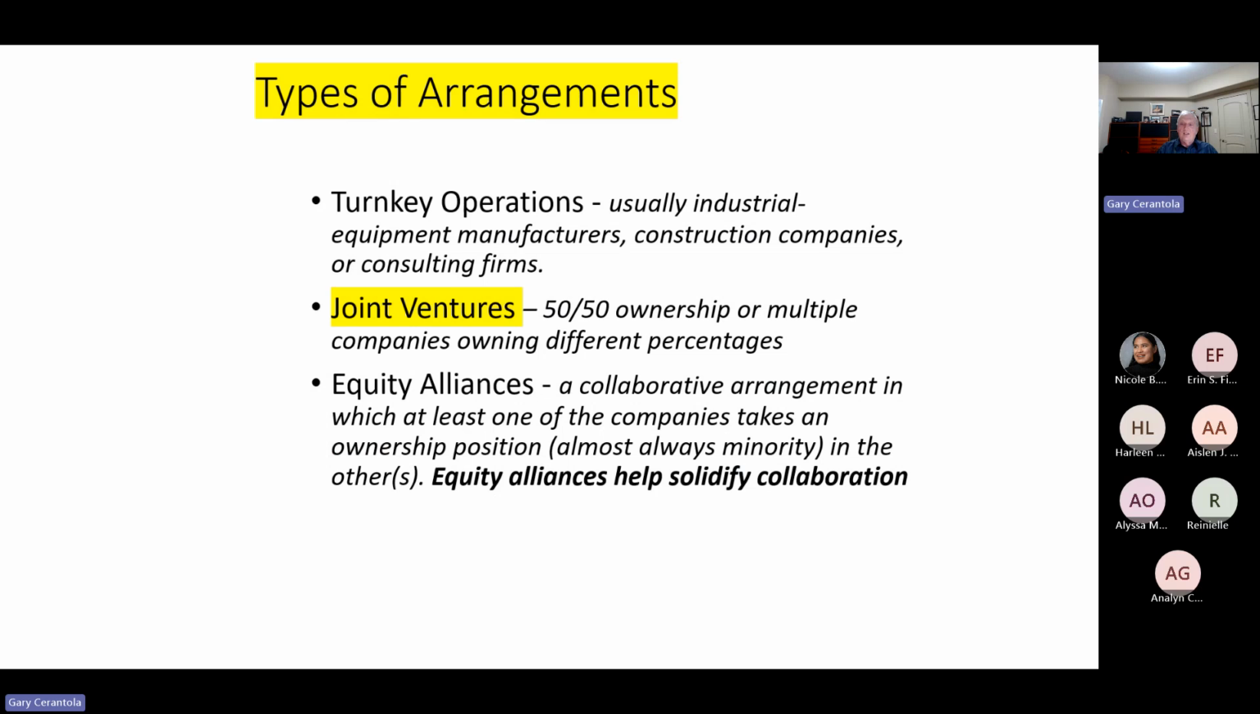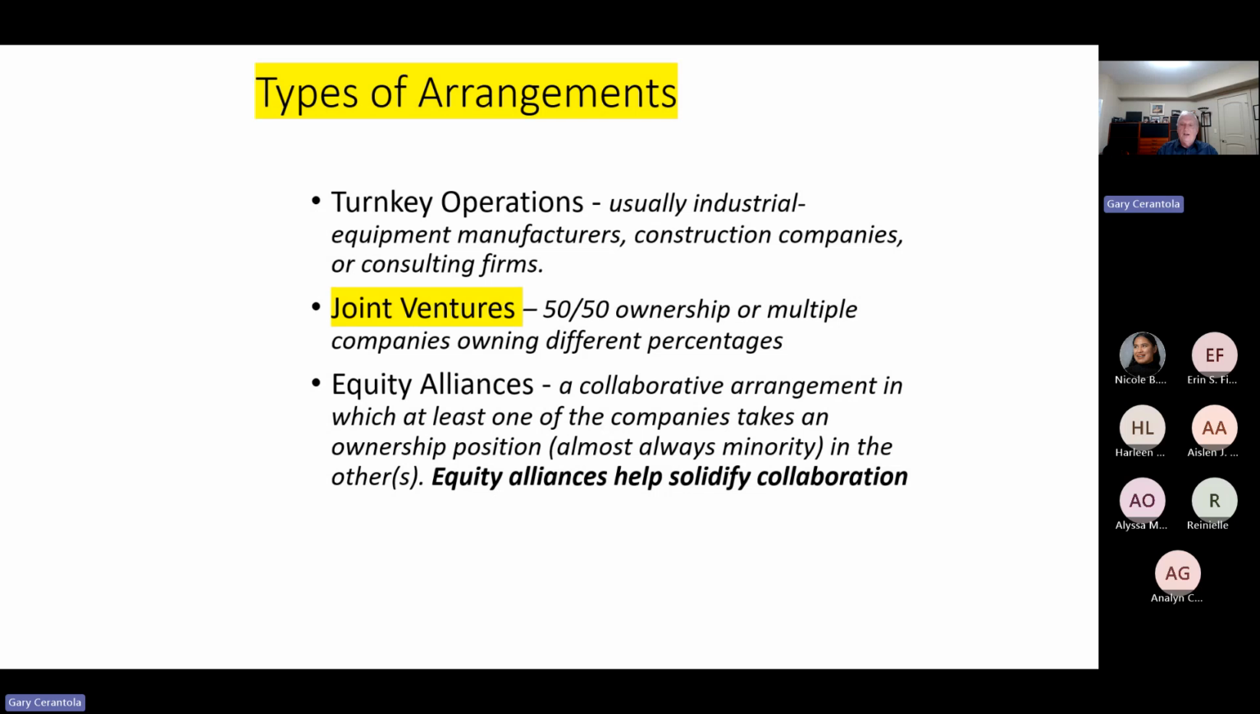Now, the whole idea is that if it's a 50-50 ownership, then no one has overriding control. And I worked for an organization called ATCO, and they would never get into a 50-50 joint venture. They'd always be 51-49 or 60-40, because they wanted strategic control over the business for obvious strategic reasons, right?